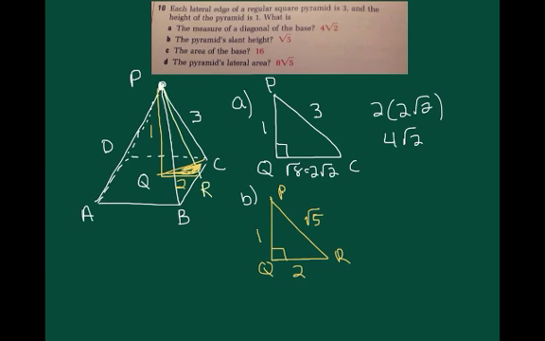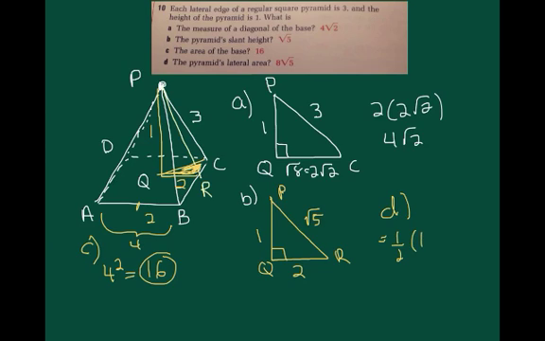Okay, for letter C, it asks us to find the area of the base. Well, since QR is 2, I know that that's half of the length of the base, so the entire base from A to B will be 4. 4 squared, since it's a square-based pyramid, is going to be the area, so the area is 16. And finally, in part D, they ask us for the pyramid's lateral area. The lateral area, since this is a regular pyramid, will equal 1/2 the perimeter of the base times the slant height, and the slant height we found was root 5. So that will equal half of 16, which is 8, root 5.